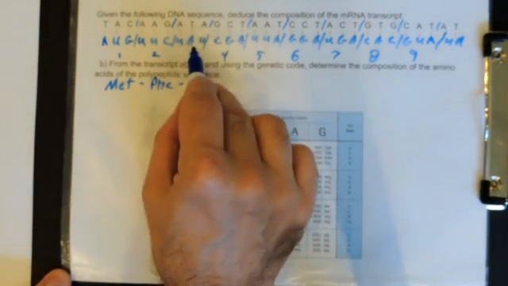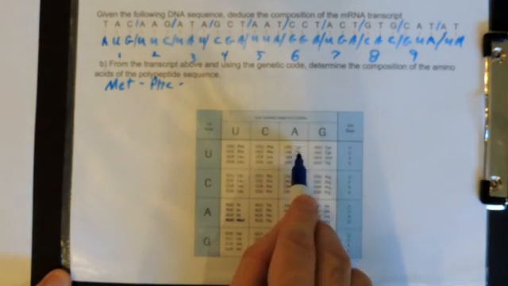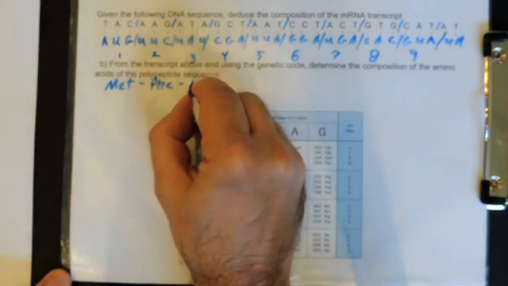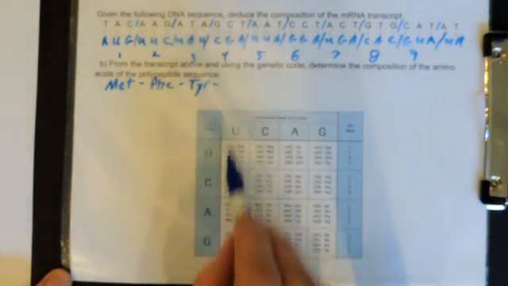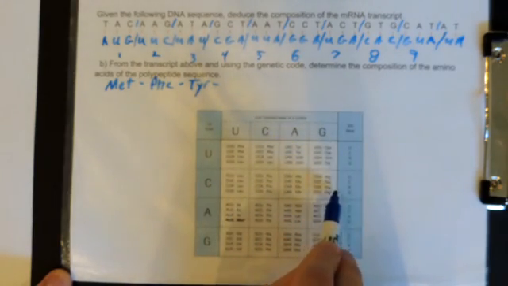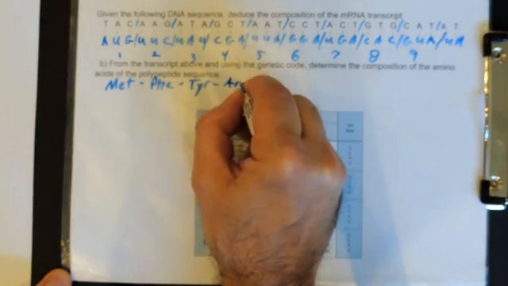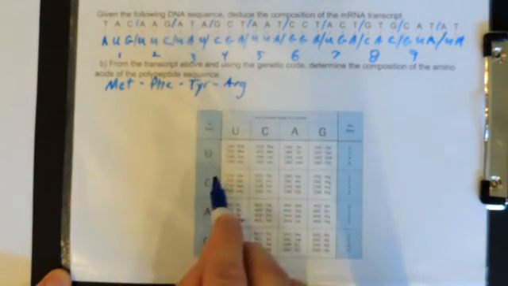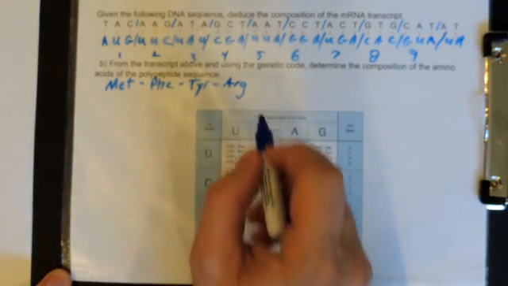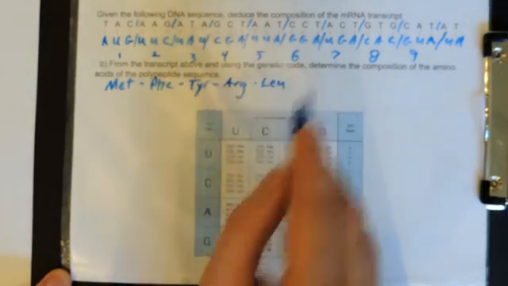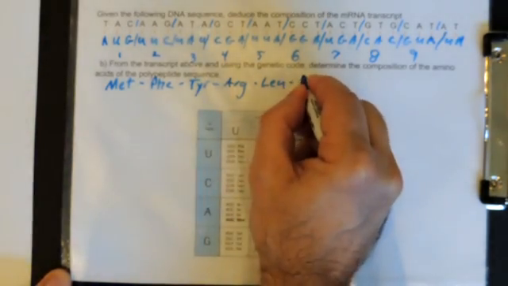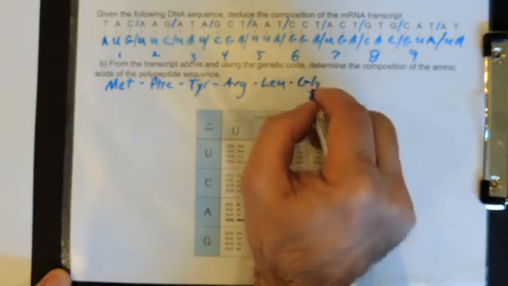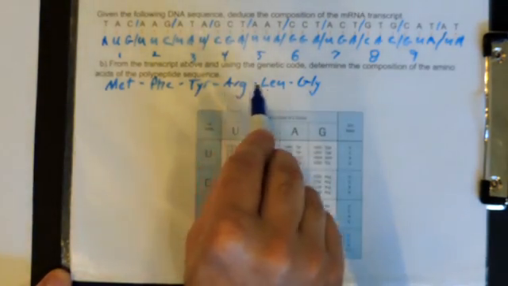Third one, UAU, U-A-U, T-Y-R. That stands for tyrosine. Fourth one is CGA, C-G-A, arginine, A-R-G. Number 5, UUA, UUA, leucine, L-E-U. Sixth one, GGA, G-G-A, glycine, G-L-Y. And we're on 1, 2, 3, 4, 5, 6.